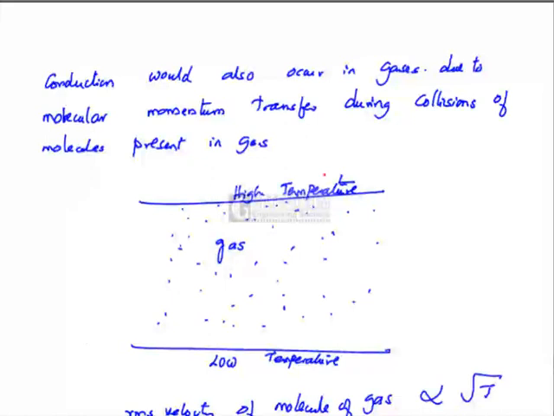So high temperature molecules or high velocity molecules transfer their energy to the low velocity, low temperature molecules during collisions by momentum transfer. The low temperature molecules receive the energy and keep moving with the higher velocity. That energy is transferred to the low temperature plate. So that is how the heat energy is conducted inside the gas.